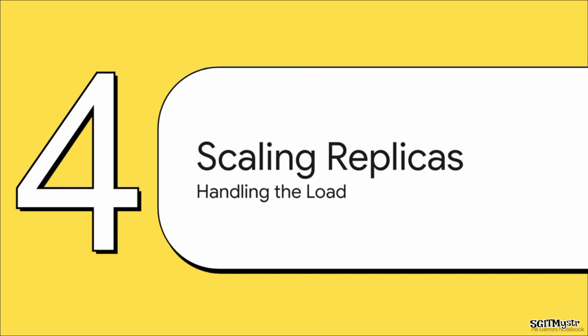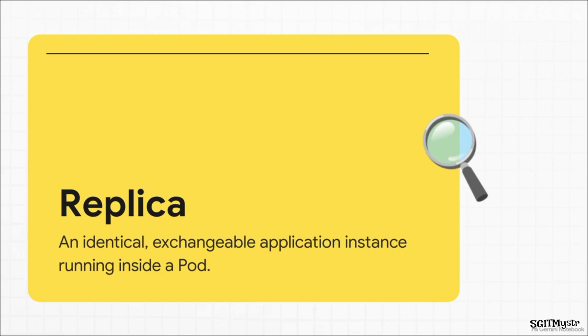All right, Section 4, scaling your replicas. Our application is getting popular, so it needs to flex and grow to handle all this new incoming traffic. Let's scale it up. Scaling up simply means we're bumping up the number of replicas. And a replica? It's just an identical, totally swappable instance of your app container running inside a pod.